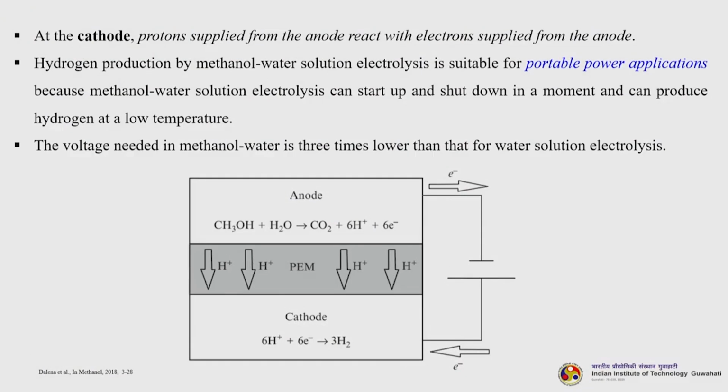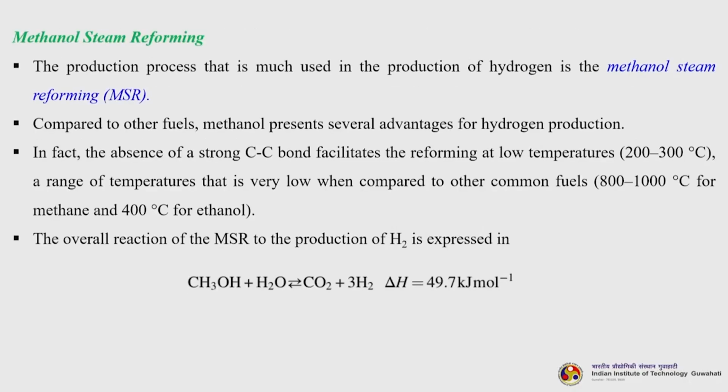Hydrogen production by methanol water solution electrolysis is suitable for only portable power applications, because methanol water solution electrolysis can start up and shut down in a moment and can produce hydrogen at a lower temperature, very fast, quick. But for the smaller applications, the voltage needed in methanol water is 3 times lower than that of the water solution electrolysis.